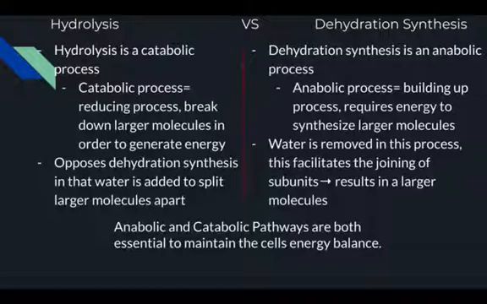On the other hand, dehydration synthesis is an anabolic process. Anabolic process is a building up process. This requires energy to synthesize larger molecules. So anabolic process is basically the definition of what is synthesis, because it means smaller subunits joining to create a larger molecule. Water is removed in dehydration synthesis, which facilitates the joining of subunits, resulting in a larger molecule. Anabolic and catabolic pathways are both essential to maintain the cell's energy balance.